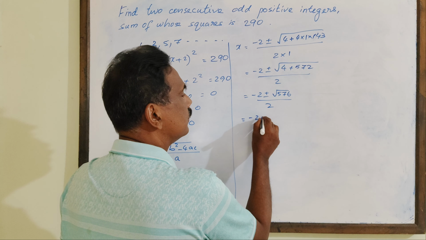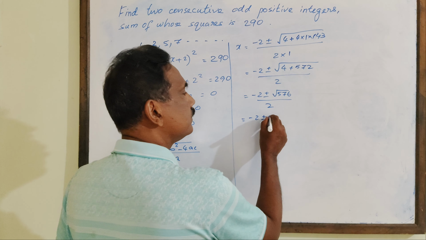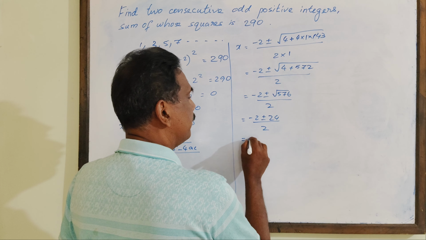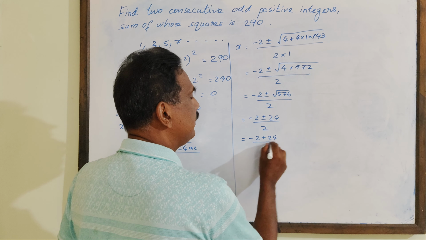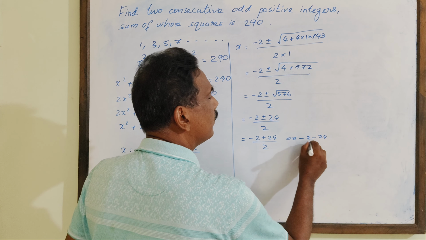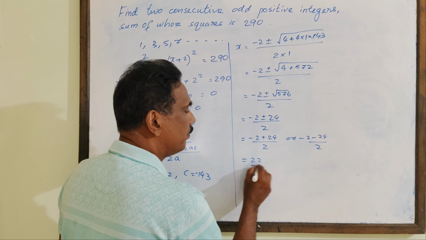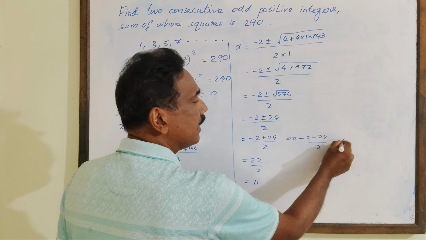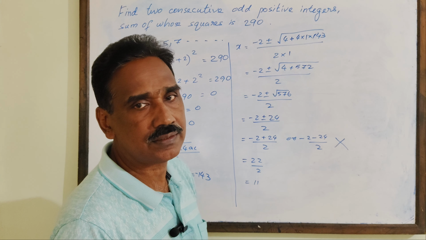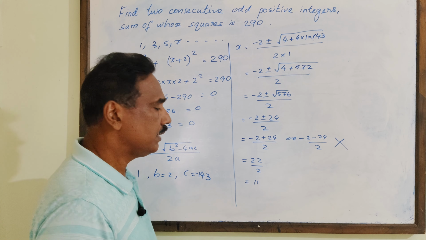Equal to minus 2 plus or minus, 576 root is 24. So 24 divided by 2. That is equal to minus 2 plus 24 by 2, or minus 2 minus 24 by 2. Now this is how much? 24 minus 2 is 22 by 2, that is equal to 11, and this can be cancelled. Why? Because it will be negative, and here you are given odd positive integers. So therefore the negative value you can cancel. So you got the first value, x is equal to 11.